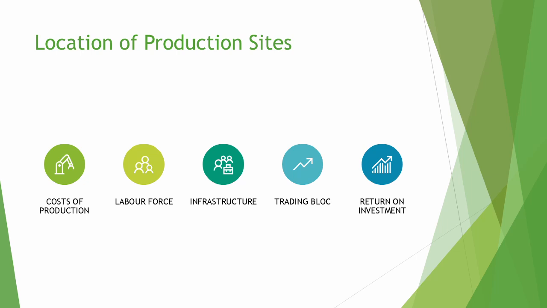Ease of doing business affects production site choice as firms prefer areas with clear laws, efficient systems, and supportive regulations. Political stability influences location because businesses prefer to operate in countries with reliable governments and low risks of conflict or policy changes. Natural resources affect production site location as firms often locate near essential raw materials to reduce transport costs and ensure supply.